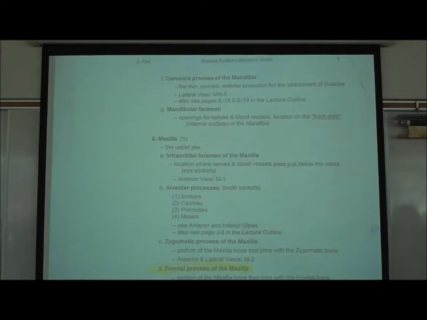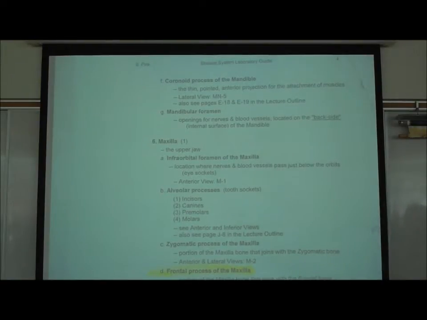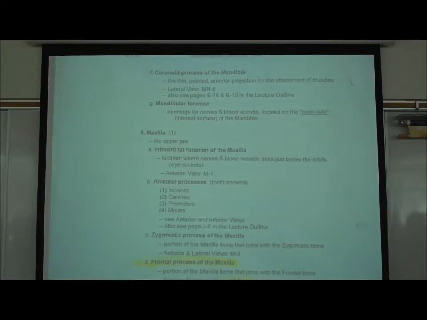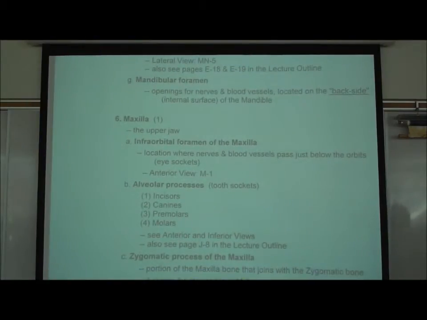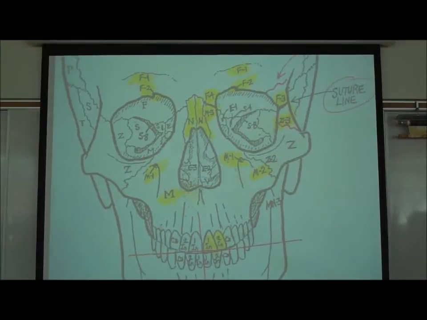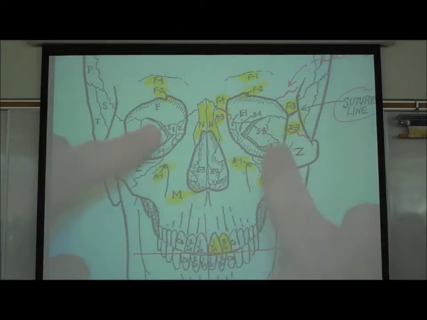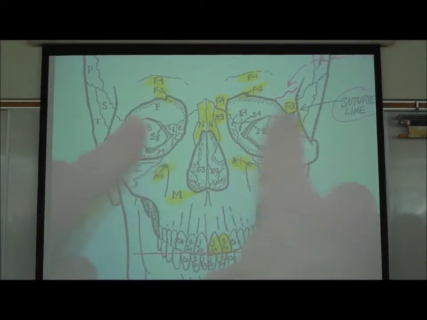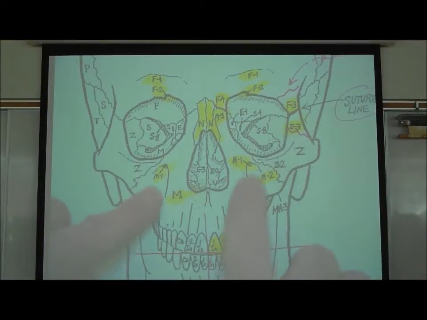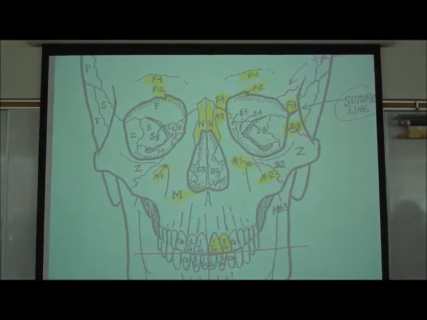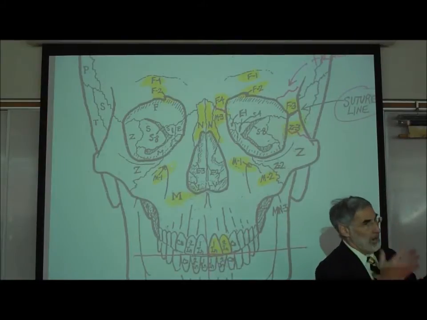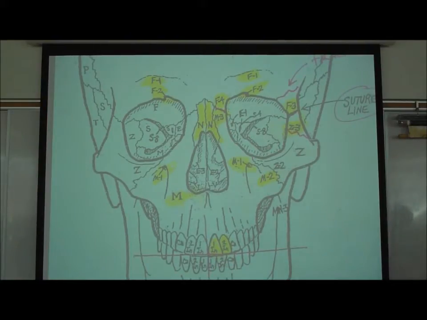Next, the maxilla. The maxilla is the upper jaw. And the first thing we've asked you to find is the infraorbital foramen of the maxilla. It's labeled M1 on the anterior view. So here's the anterior view. There is a pair of holes or openings right below the eye sockets. Since the eye sockets are called orbital, this is called the infraorbital foramen. Infra means below the orbit. Infraorbital foramen, again, is for blood vessels and nerves.